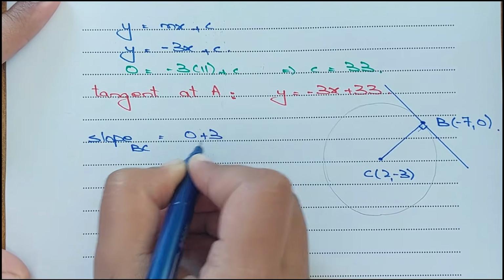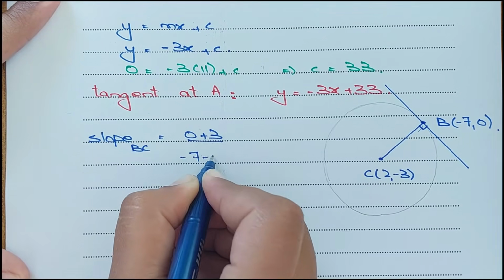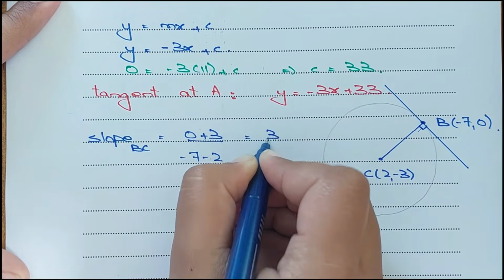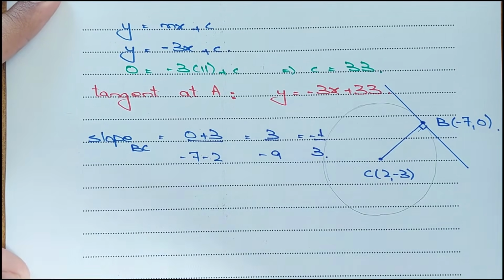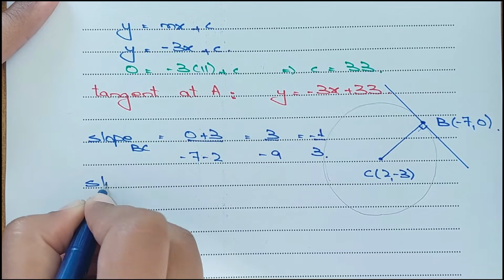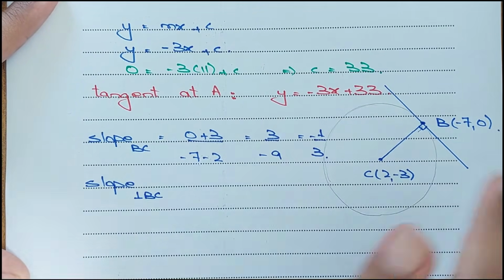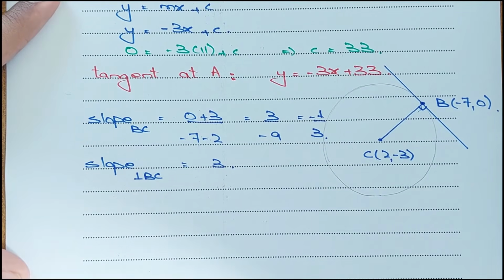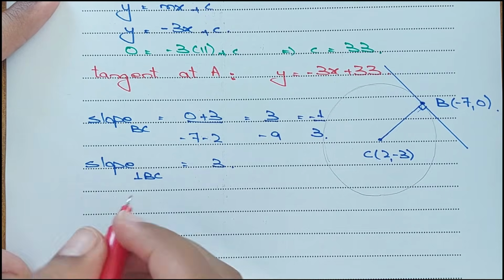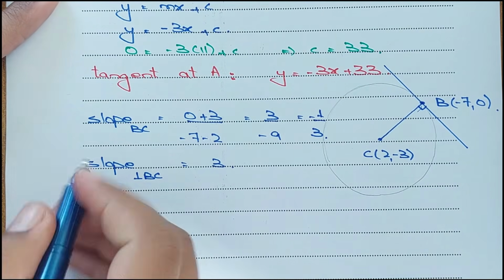0 plus 3 over minus 7 minus 2, which is equal to 3 over minus 9, which is minus 1 by 3, right? And the slope of a perpendicular to BC is the negative reciprocal, which is equal to 3, right? Now we need to find the equation of tangent at B. Yes, equation of tangent at B.